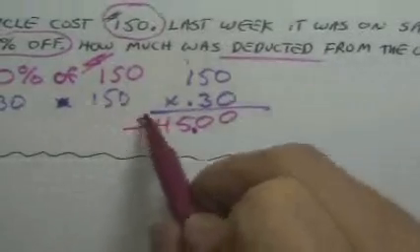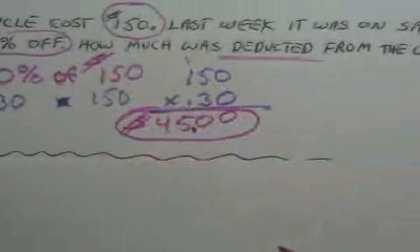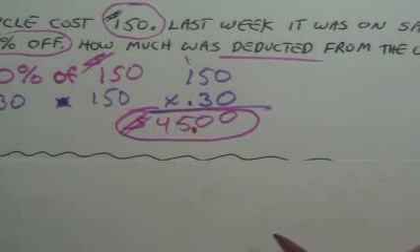The answer is $45. That's 30% of 150. That's how much was deducted. $45.